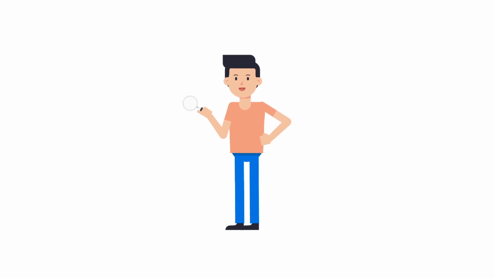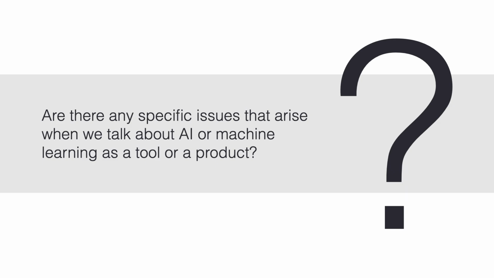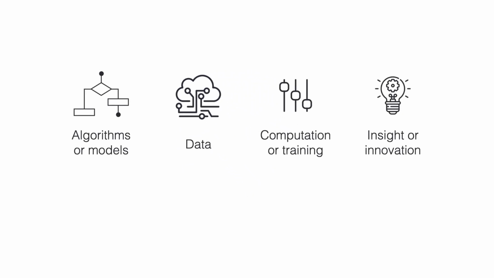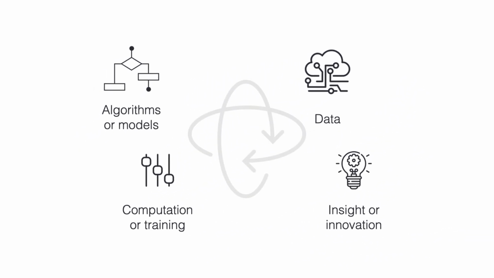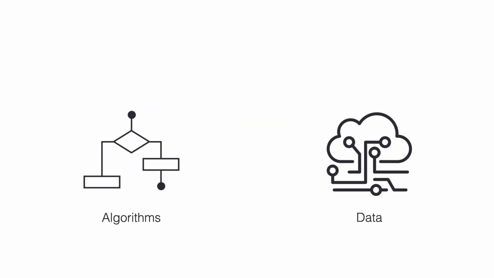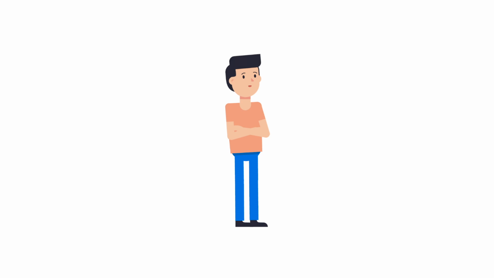Well, this all sounds quite general. Are there any specific issues that arise when we talk about AI or machine learning as a tool or product? The answer lies in the complex nature of data and its interactions with algorithms and models and its interactions with computing hardware. The machine learning value chain that I discussed in another video. The key takeaway is that the value chain is not linear and there are complex interactions. For example, it is less than clear whether data and algorithms are complements or substitutes. If this sounds new to you, go back and watch that video first.